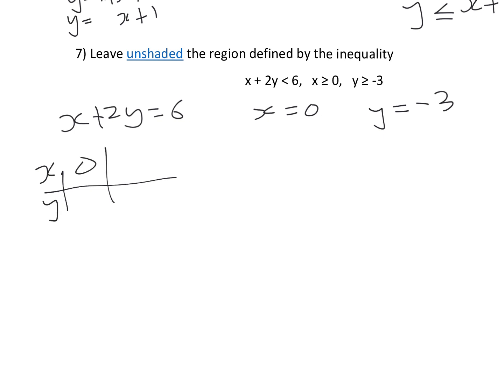And I'll choose 0 to begin with. If x is 0, that disappears. You'd have 2y equals 6. If 2y is 6, y would be 3.